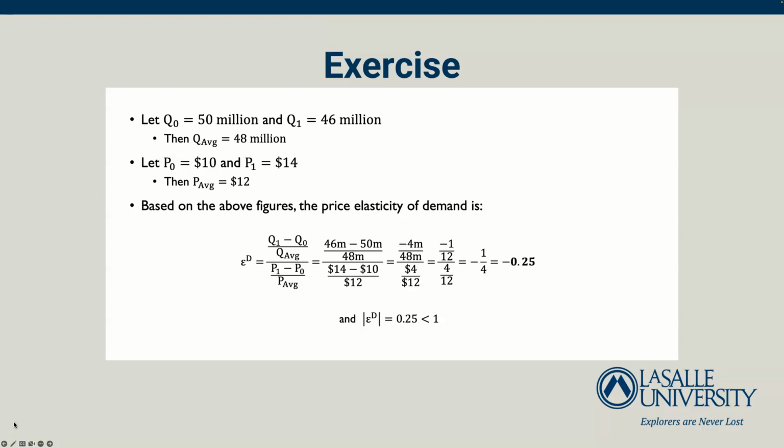So given those figures, if we use the midpoint method for that calculation, we would have the change in quantity demanded of 4 million, that's a reduction of 4 million, over the average of those two quantities, 48 million, all over the change in price. It's a $4 price hike relative to the average of those two prices, which would be $12, and that would work out to a minus 1/4 or a minus 0.25. And in absolute value, that is less than 1, meaning that demand between these 2 points on the demand curve is price inelastic.